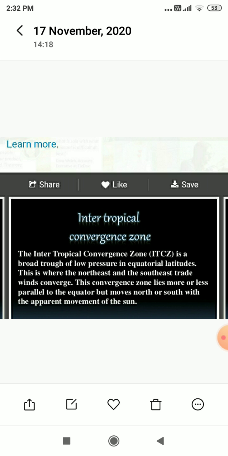This converging zone lies more or less parallel to the equator but moves north or south with the apparent movement of the sun also. Is it clear? That is why, in the mechanism of the Indian monsoon, the second point is the shifting of the ITCZ.